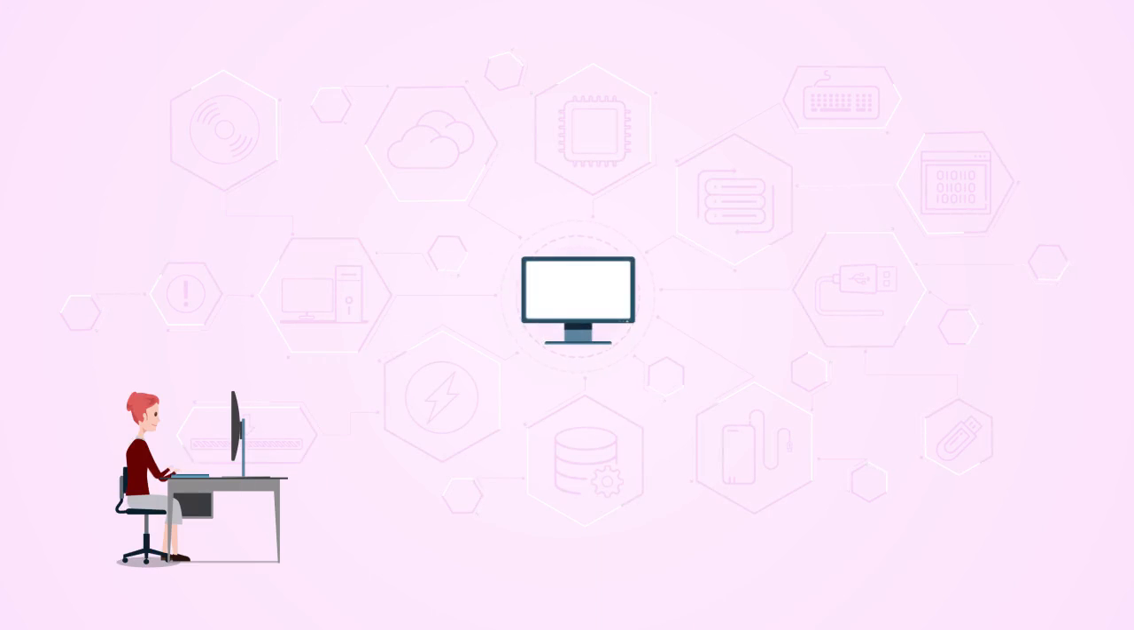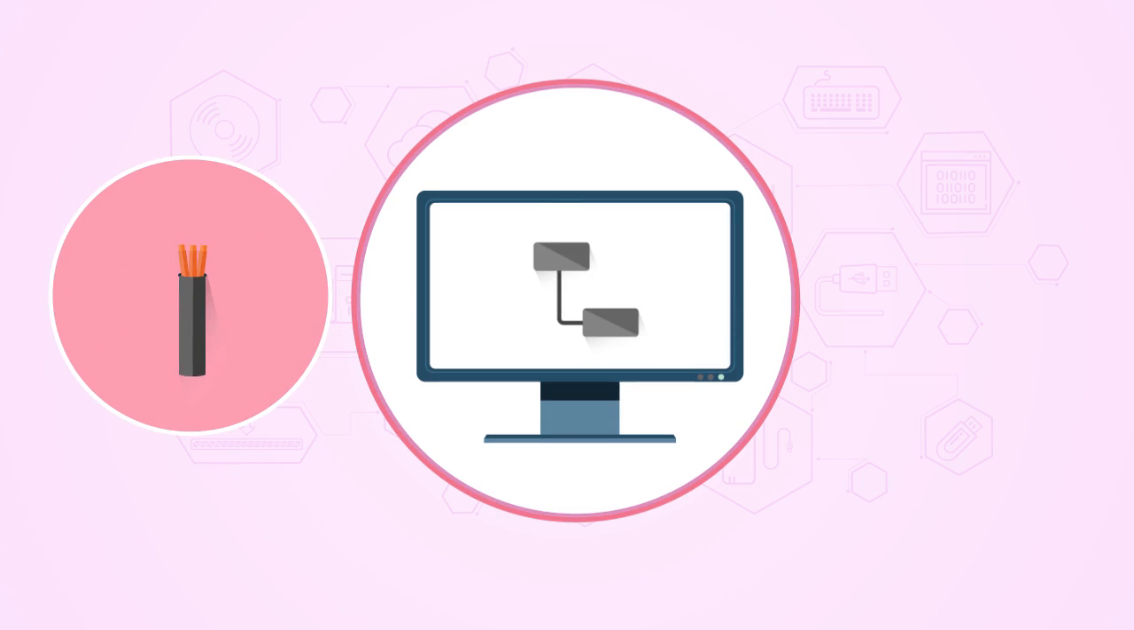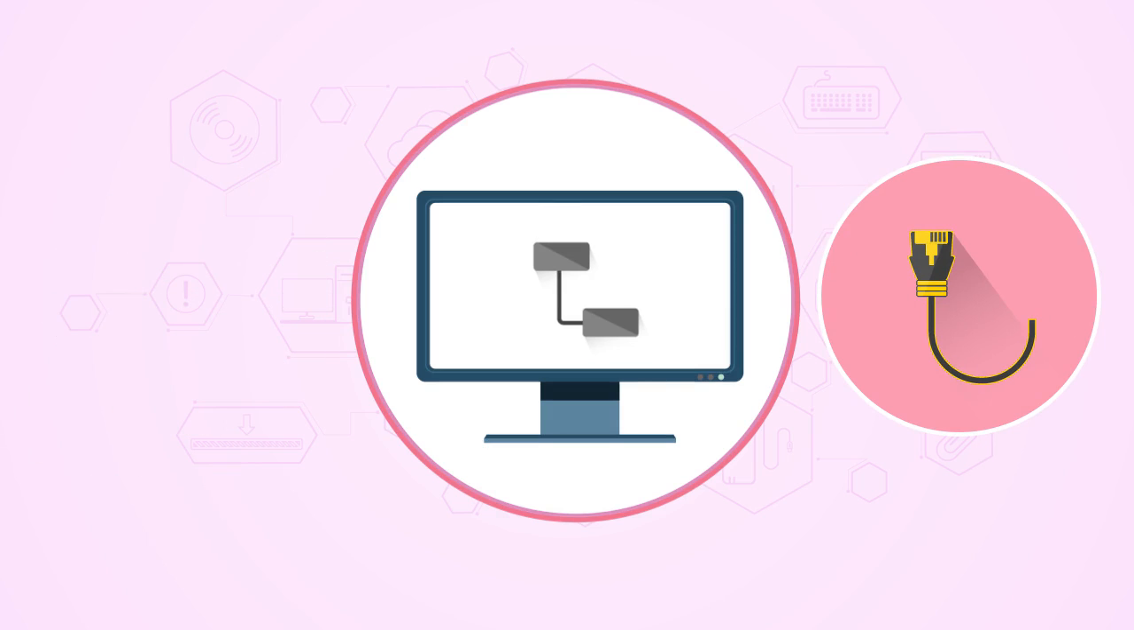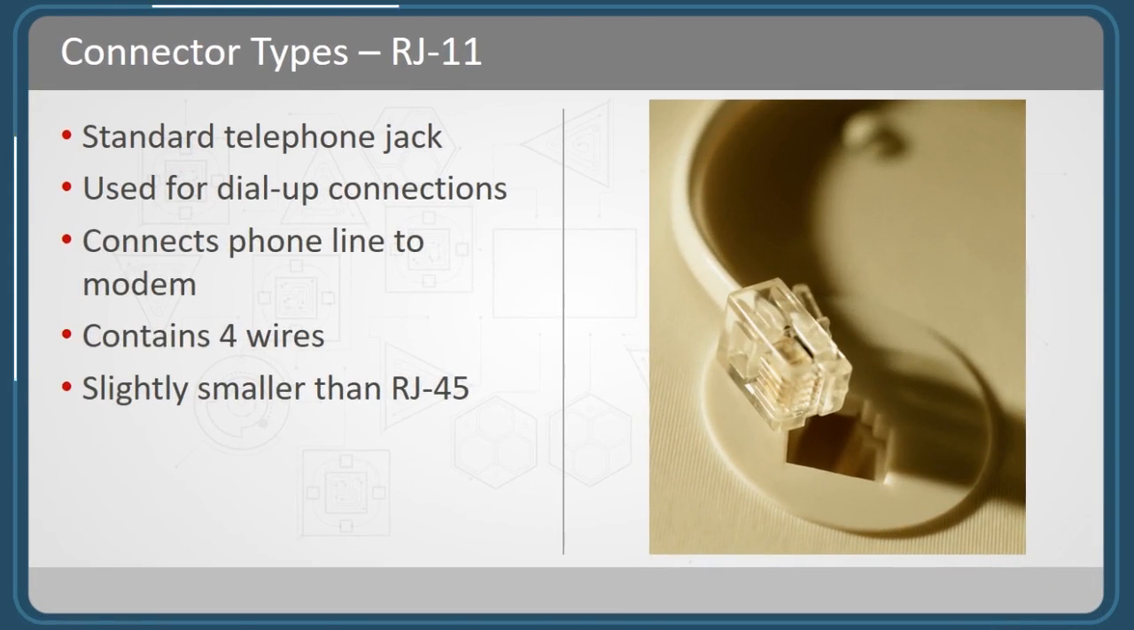In this presentation, we'll take a look at some of the standard connector types used for copper cabling, beginning with the RJ11. Now, the RJ stands for registered jack, but the 11 doesn't really indicate much about the cable or even the connector itself. It's more of just a series number. But this is what we tend to think of when we say a standard telephone jack. Now, it was used for dial-up connections and or connecting a phone line to your modem, but for the most part, it's a phone jack.